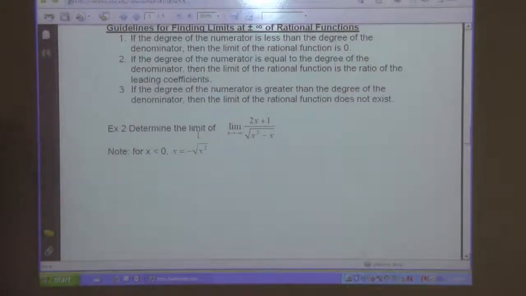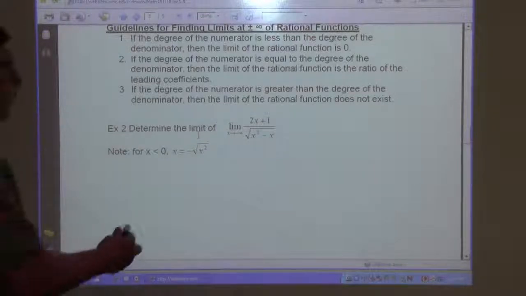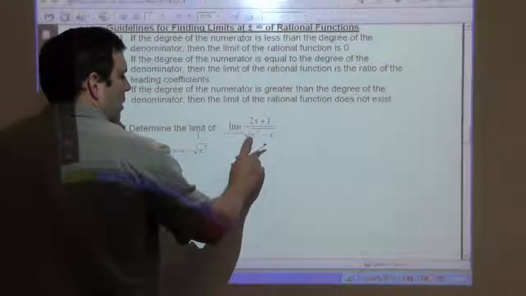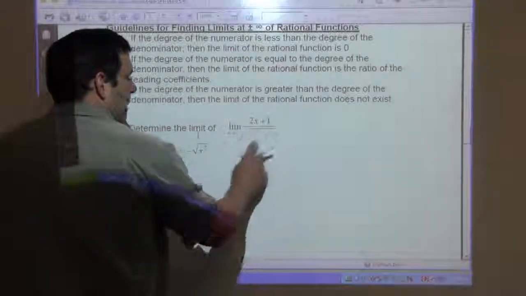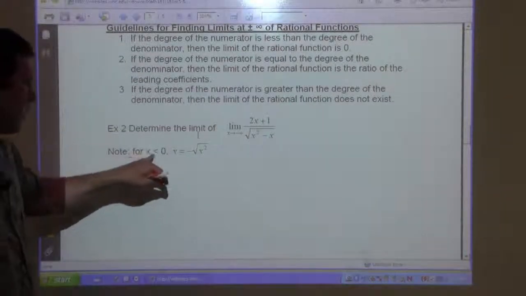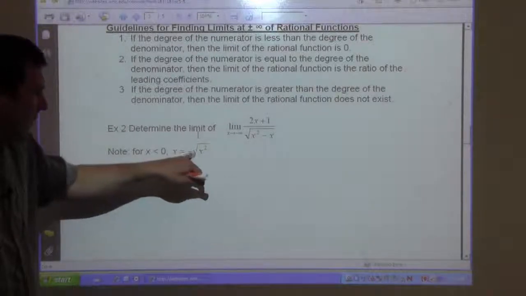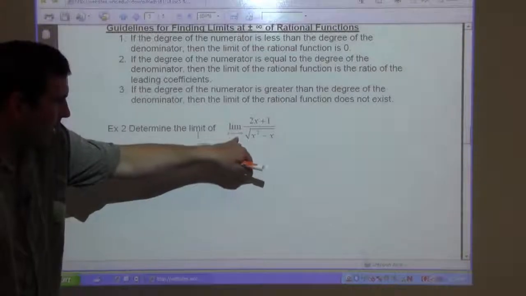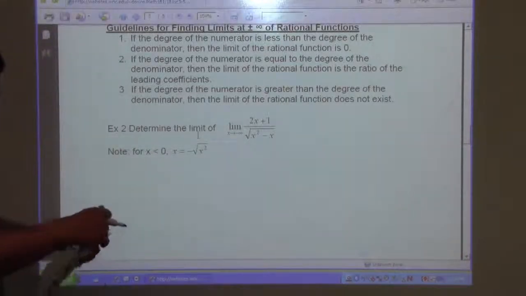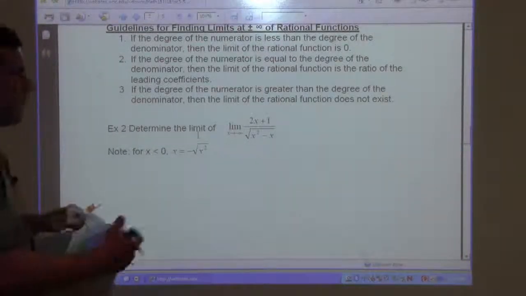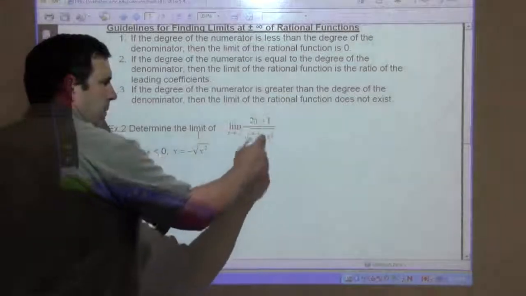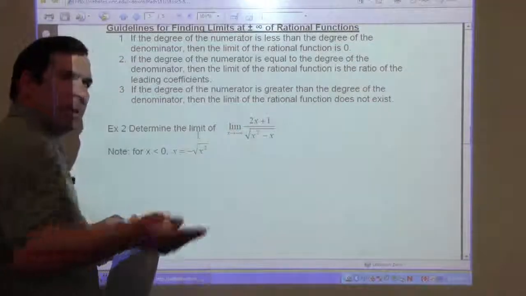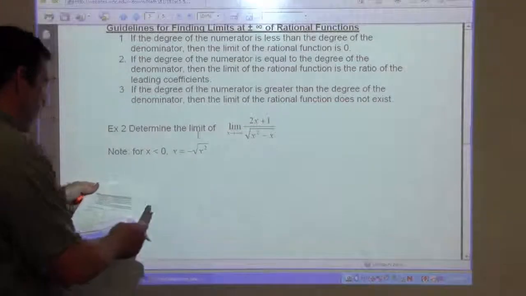So determine the limit as x goes to negative infinity of 2x plus 1 over the square root of x squared minus x. And note for this one, for x less than 0, x equals negative the square root of x squared, because we're going to negative infinity. You might be able to guess just by looking at this. You see 2x on top. Down here, the square root of x squared is x. So from that, you might guess it's 2. Let's work it out and find out.